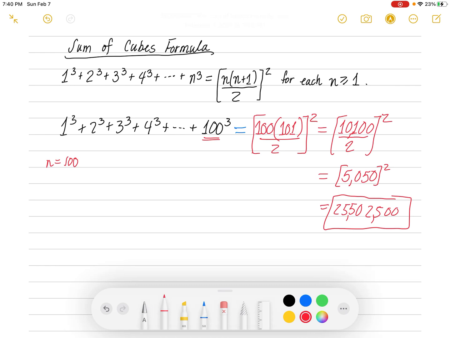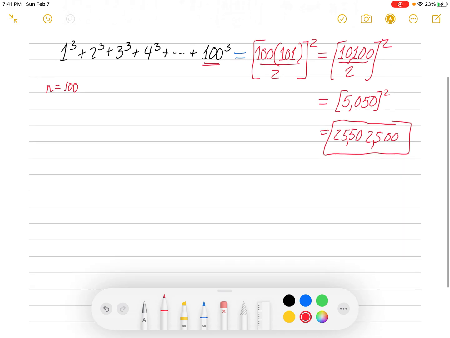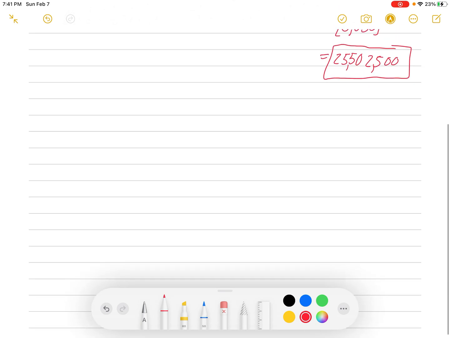1 cubed plus 2 cubed plus 3 cubed plus 4 cubed, all the way up to plus 100 cubed. So we definitely wouldn't want to do that by hand. Rather than adding each of those cubes up, we use the quick shortcut formula. So we want to show where this formula comes from. I'm going to do a little proof of this formula.